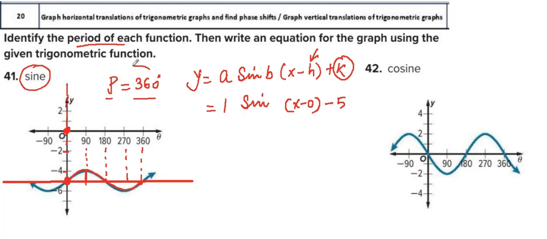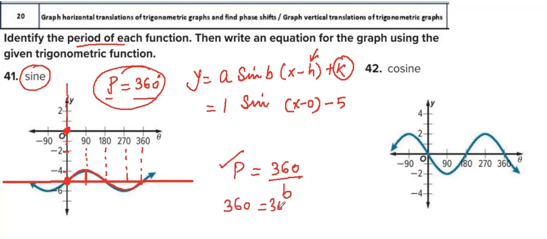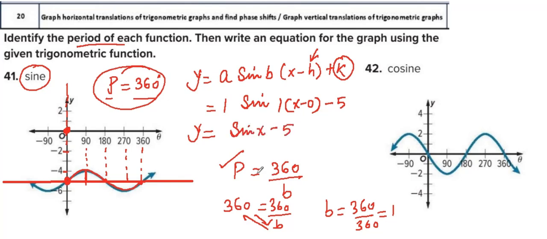Now b, we will find from the period. What is the formula of the period? Period formula is 360 over b. We don't have b, but we have the period, which is 360. You know how to simplify this: swap them, cross multiply. So b is equal to 360 over 360, which is 1. So b is 1. What is your final answer? Final answer is y is equal to sine x minus 5. This is the answer of question number 41.